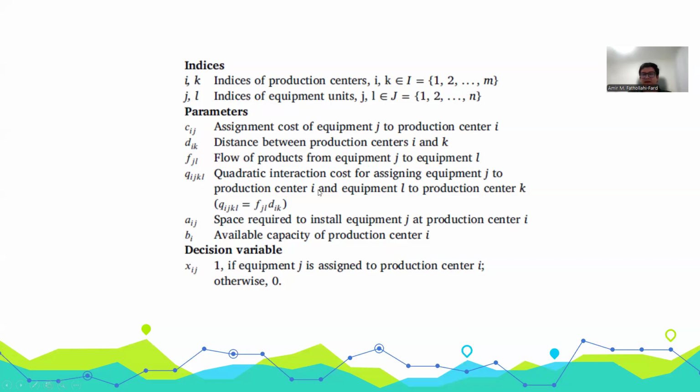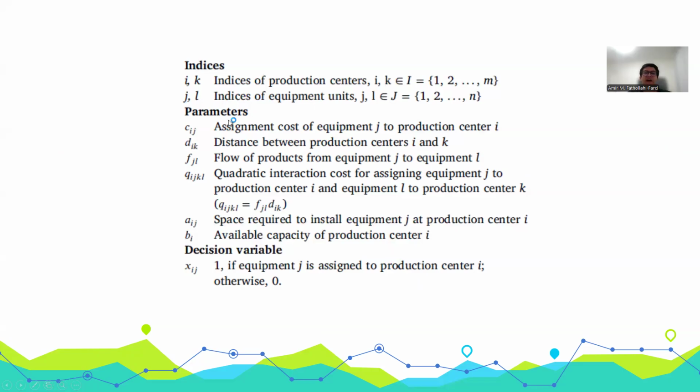In this optimization problem, we have defined two indices for the production centers, where indices I and K belong to the set I, where we have M production centers. And we have two indices for the equipment units, where indices J and L refer to the set J, where we have N equipment units.